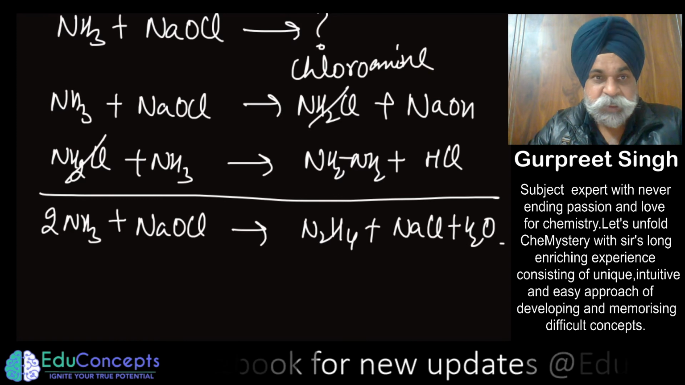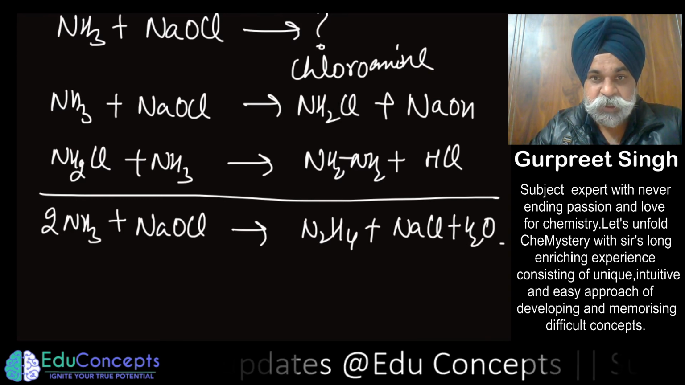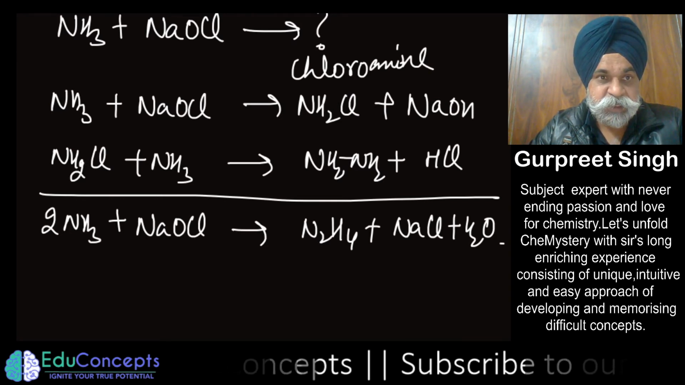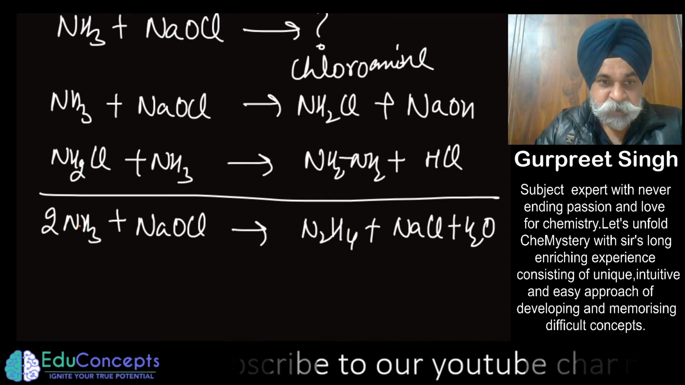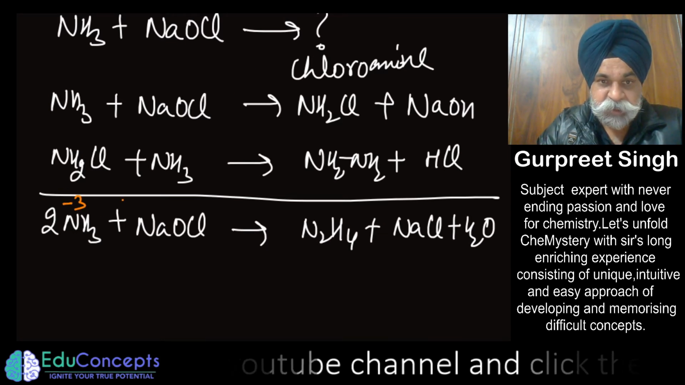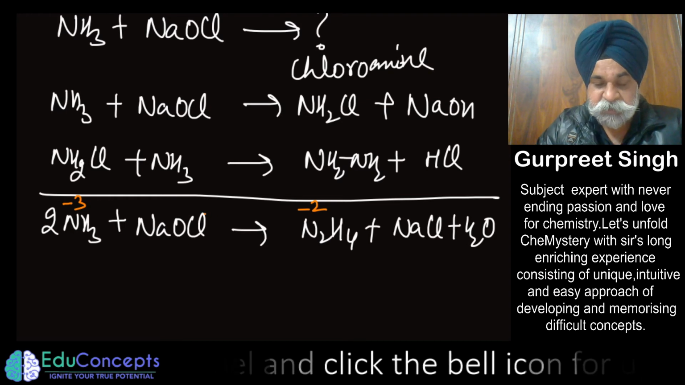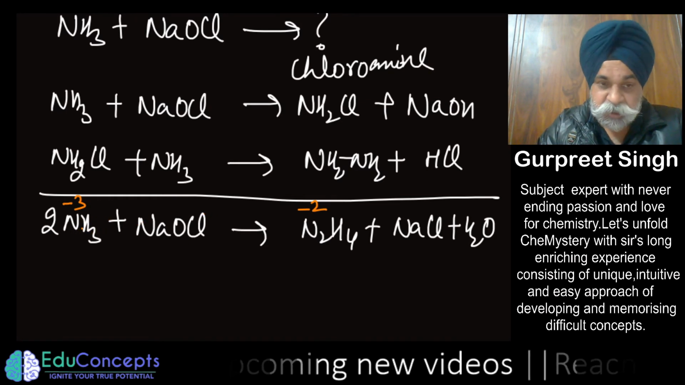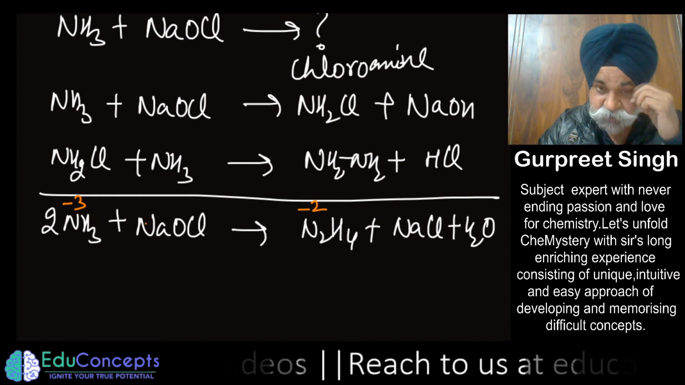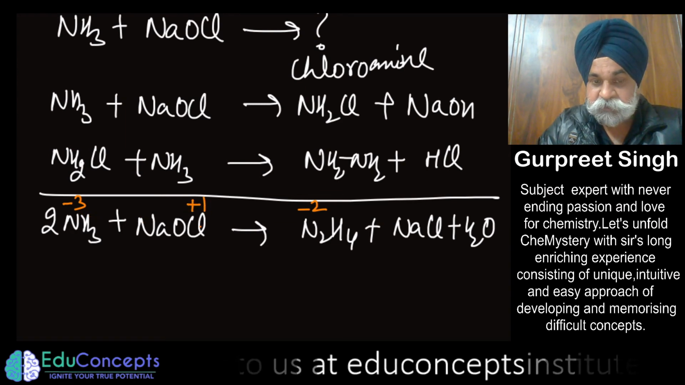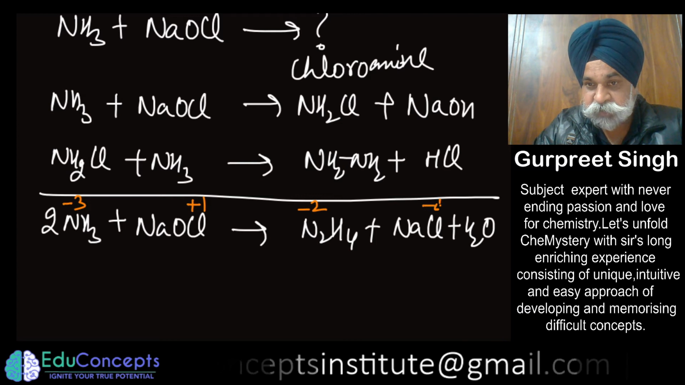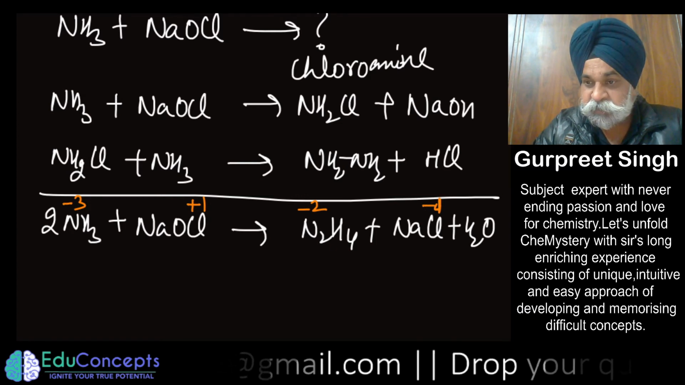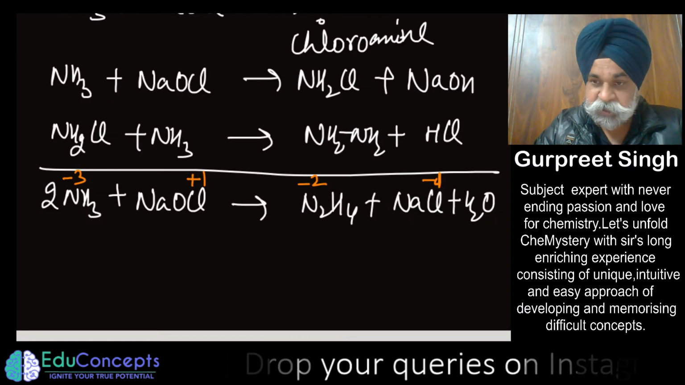The point is that this is very important to tell you that if you see this reaction in totality, here nitrogen is at -3 and goes to -2. So basically it is acting as a reducing agent, -3 to -2, and this chlorine is going from +1 to -1. So this also is a very important simple redox reaction taking place.